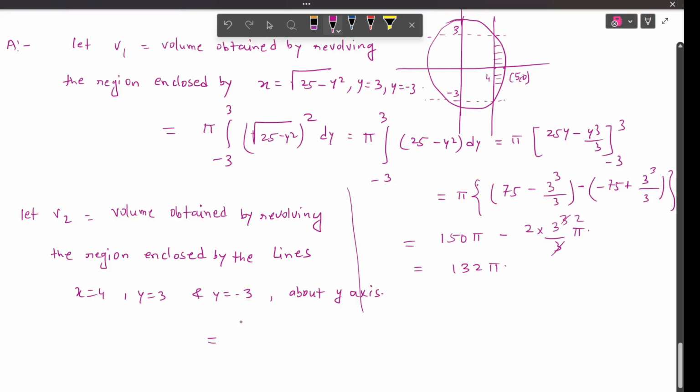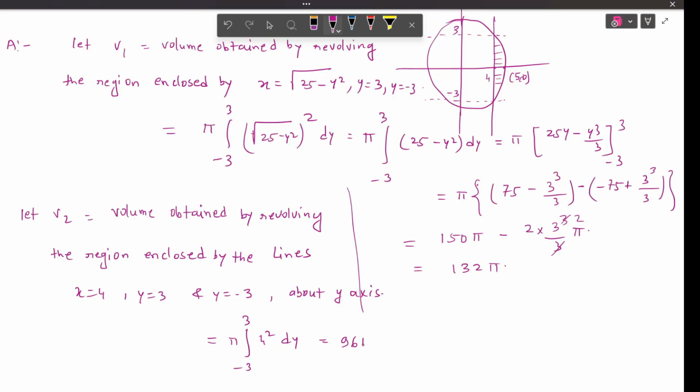This would be pi integration minus 3 to 3 x square dy, where x is 4. So 4 square dy. So it will be y, 3 minus 1 minus 3, that is plus 6. This would be 16. Okay, so it would be 96 pi.